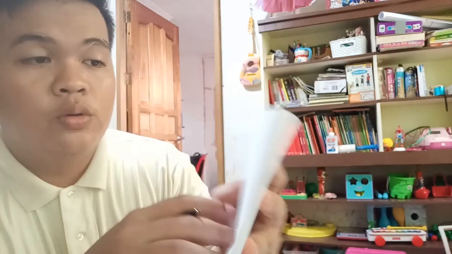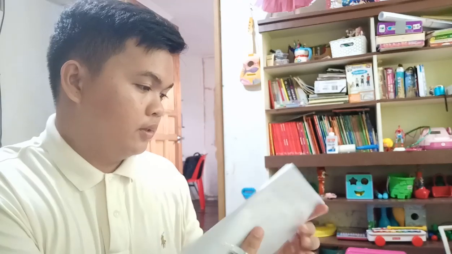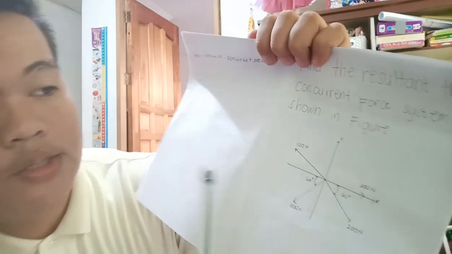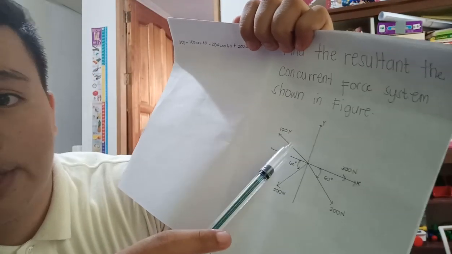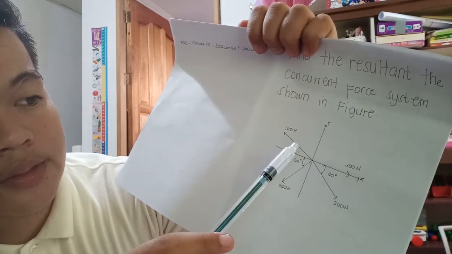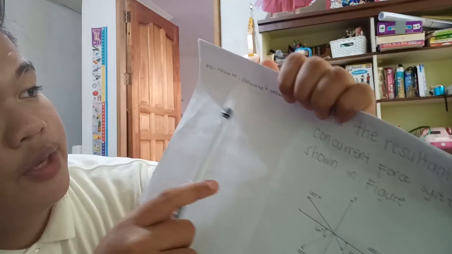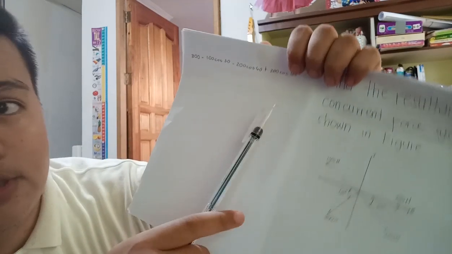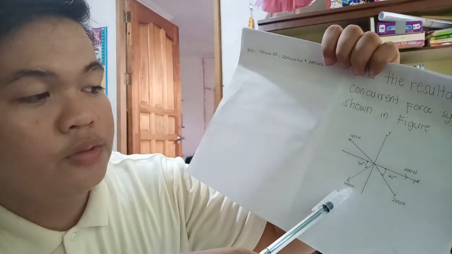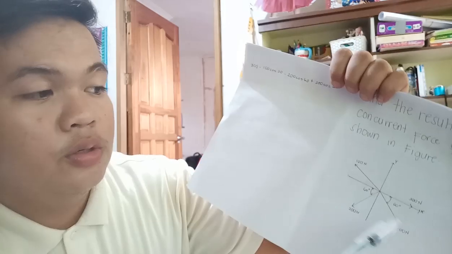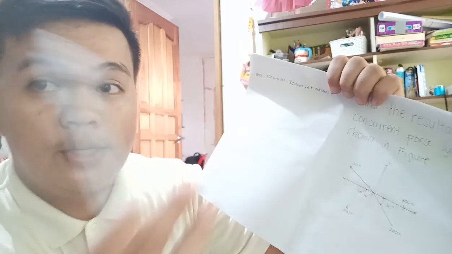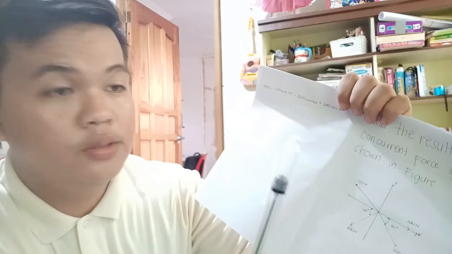So why do we use a negative sign here? Because, as we can see, the 100 N force is on the left side, and it is the same with the 200 cosine 60, because the 200 is on the left side. If the force is on the right side, it is positive, but if it is on the left side, it is negative. So let's continue.